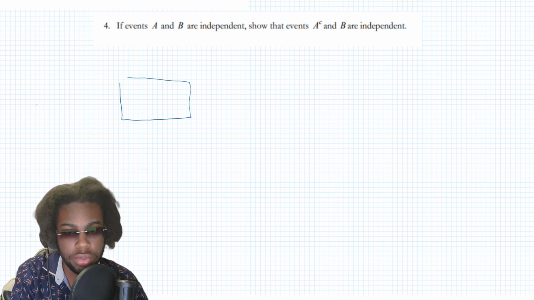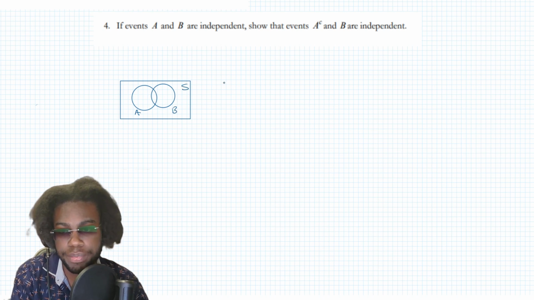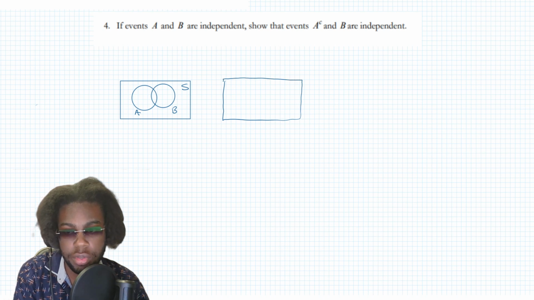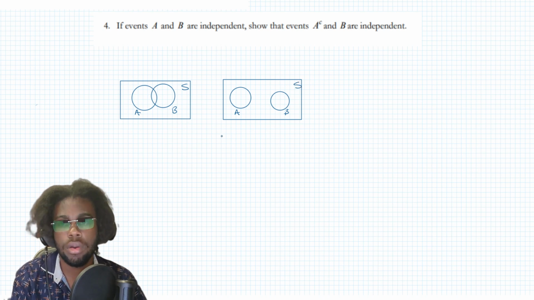Let's just quickly draw up two Venn diagrams. All right, here's Venn diagram one. We have A, B, and our sample space S. And then let's draw Venn diagram two. Similarly again with A, B, and sample space S.